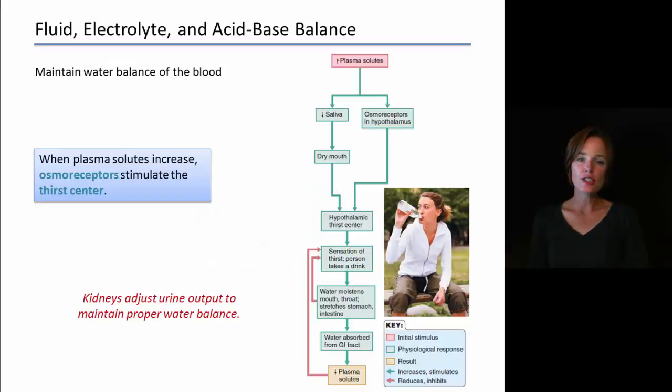When the concentration of solutes in the blood plasma is high, we will have a number of osmoreceptors that are stimulated. These osmoreceptors in the hypothalamus are going to stimulate what we call the thirst center. And when the thirst center is stimulated, this is going to cause certain sensations like the thirst sensation so that a person would want to take a drink. So that is one way that we're going to regulate the water balance. Another one is that the kidneys are going to certainly play a role, and the kidneys are going to be continuously adjusting urine output to help maintain the water balance.